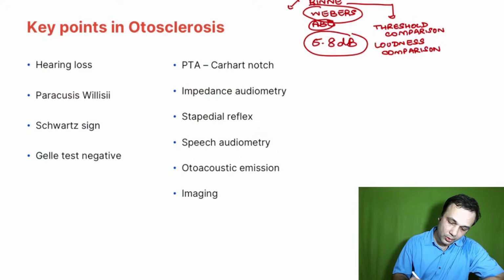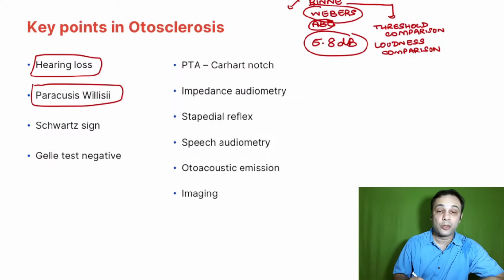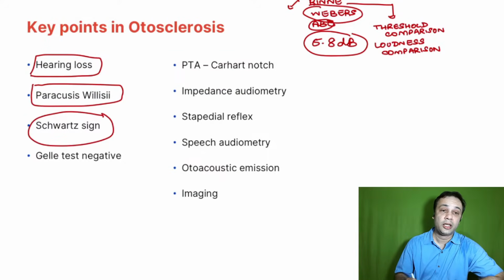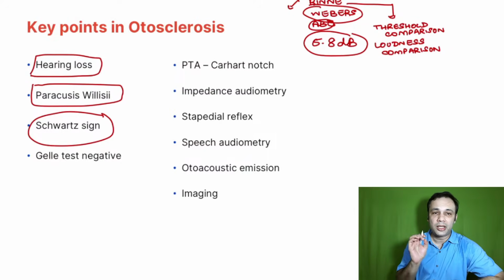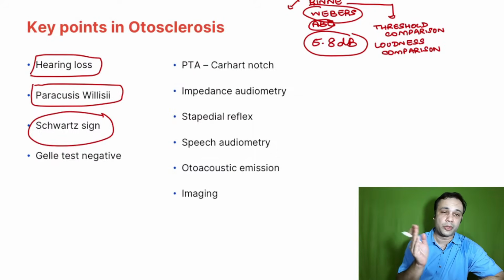So when you talk about otosclerosis, it presents with hearing loss. You have paracusis, where you will see that the patient hears better in loud environments. Then you have Schwartz sign. I've just put the key points here so that you remember what happens in otosclerosis, and it'll help you in diagnosis when a question is asked to you.